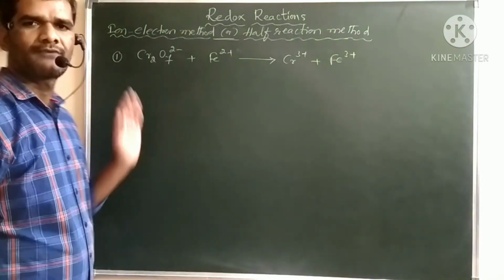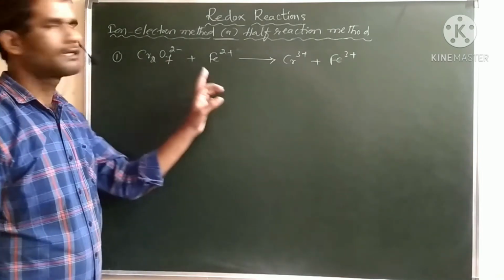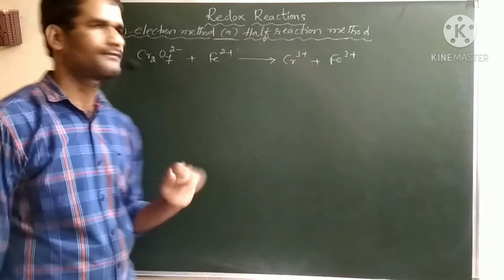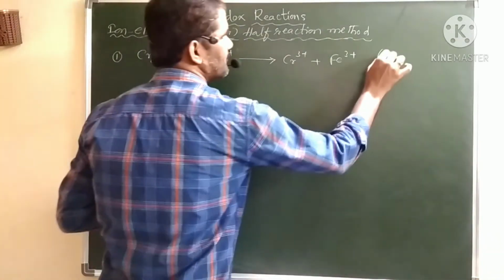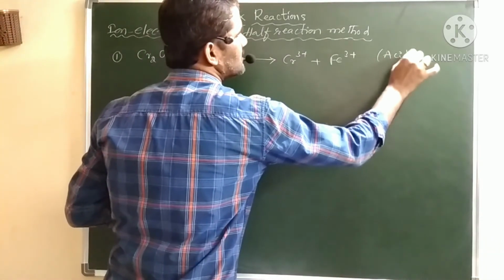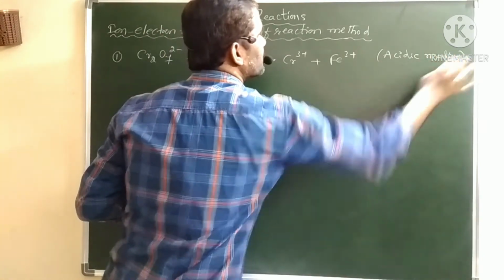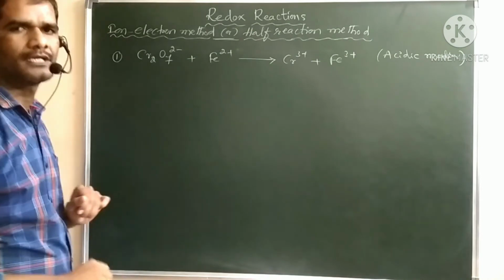So let us take this one example. Here dichromate reacts with iron 2+, forming chromium 3+ and iron 3+. First we will take this in acidic medium. We will check in both mediums. First one is in acidic medium. So balance in acidic medium.